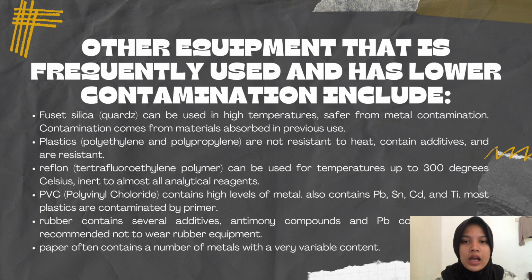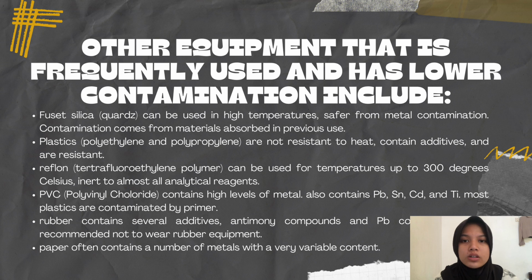B. Plastics are not resistant to heat, contain additives, and are resistant to chemicals. C. Teflon can be used at temperatures up to 300 degrees Celsius and with almost all analytical reagents. D. Polyvinyl chloride contains high levels of metal, also contains Pb, Cr, Cd, and Ce. Most plastics are contaminated by primer.